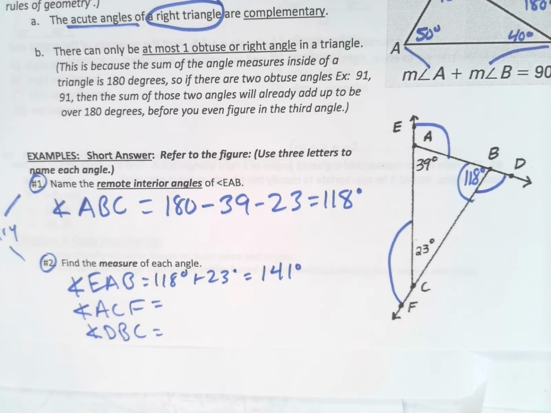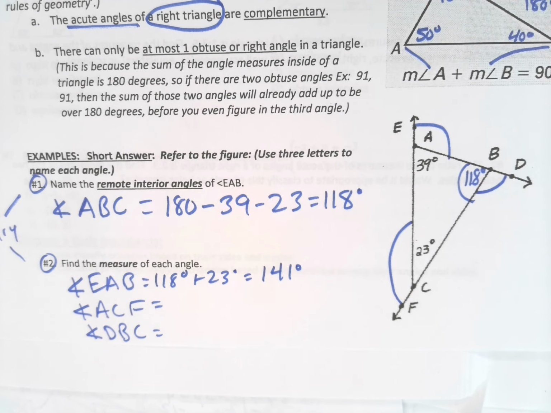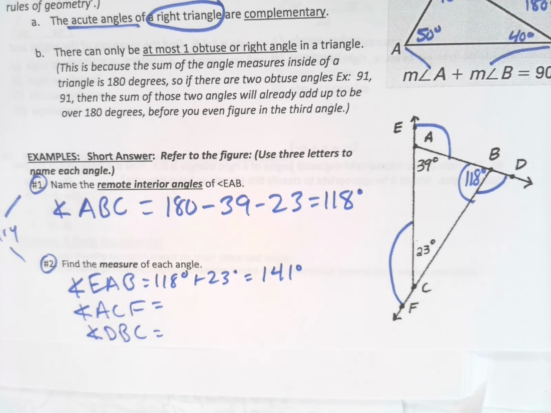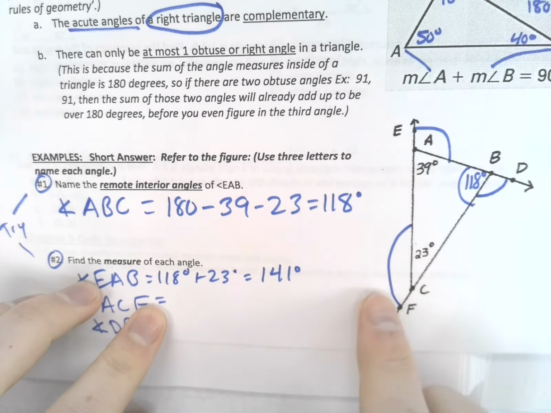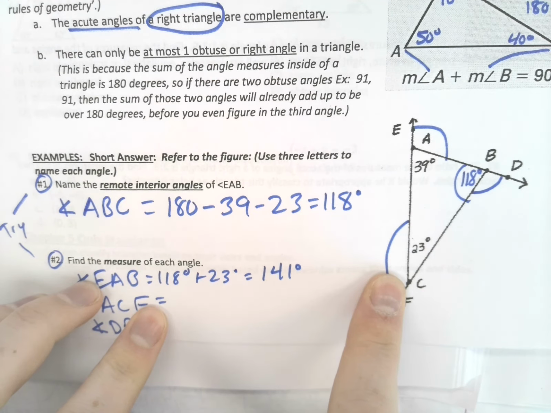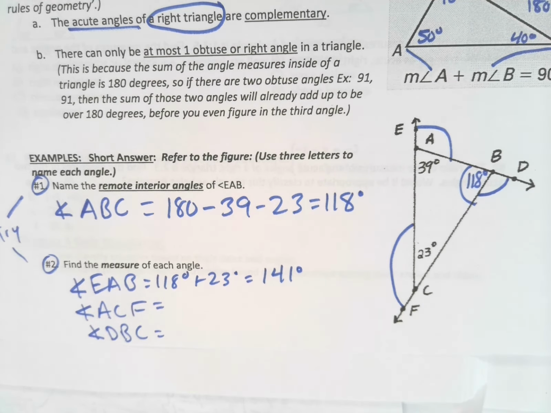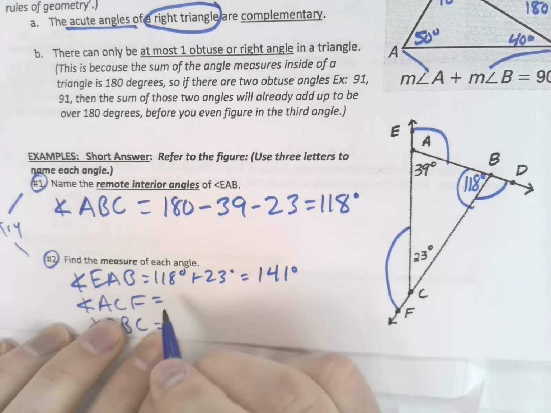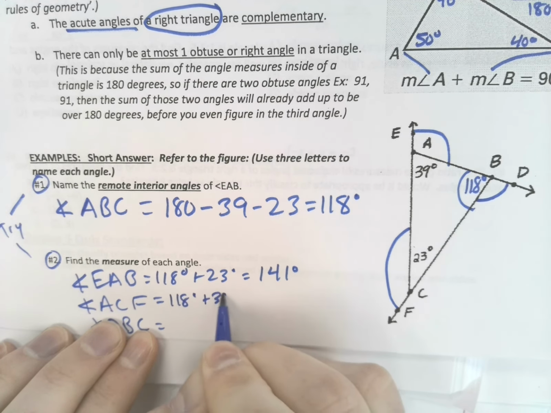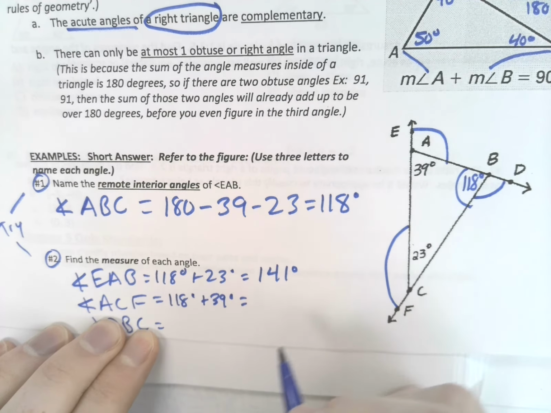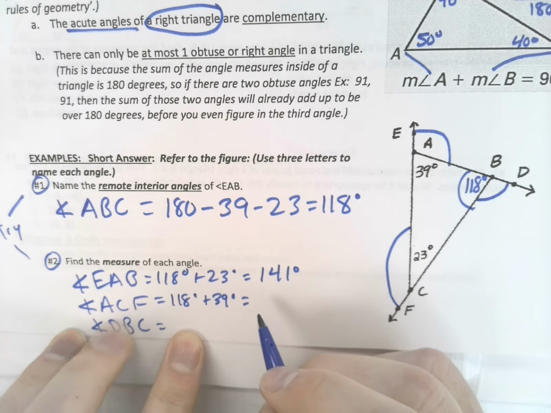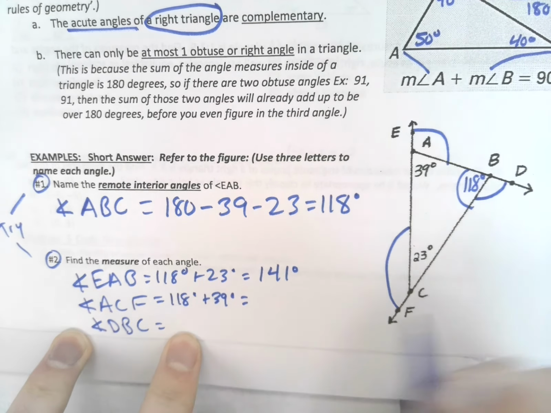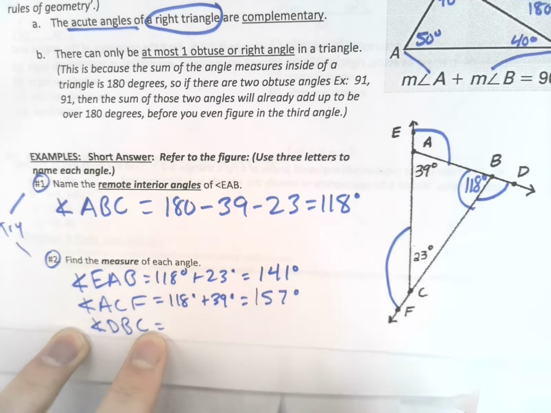How about ACF? I feel like that stands for something. Anybody? Go ahead, Jack. That would be this angle right here. Yep, that would actually be the one Jacob did. 118 and 39 would give us... Good quick math, Jack. 157. Hold on, you're good. Yeah, I'll give you some time. 157. There you go. Come on, Jack.